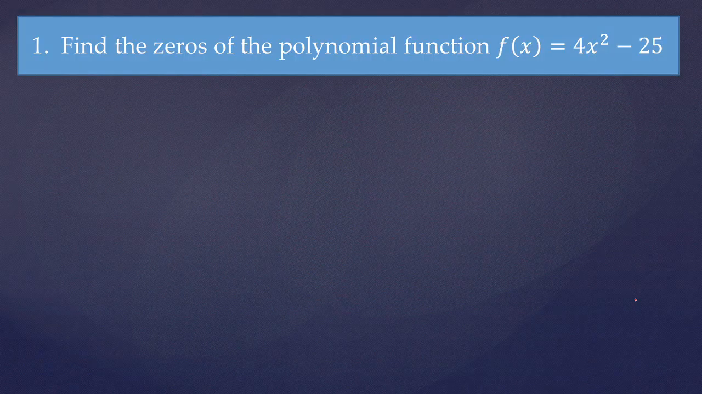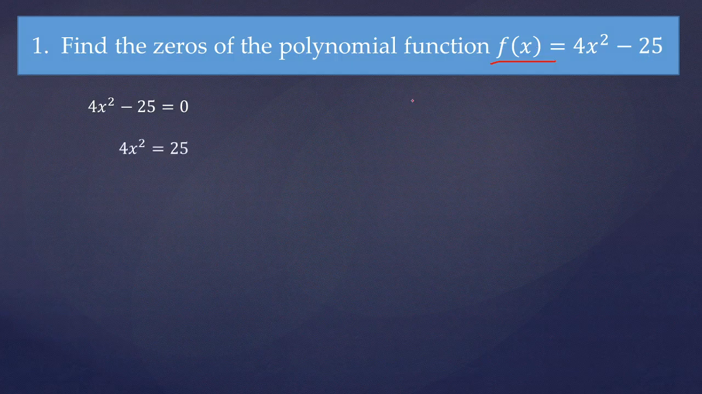There is no formula and nothing else, but we are going to solve this with whatever we have studied in the previous classes. The first question is, find the zeros of the polynomial function f of x is equal to 4x square minus 25. You just write what is given. I am going to make this f of x as 0, so 4x square minus 25 equal to 0.